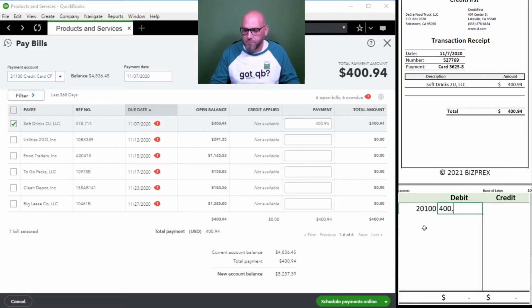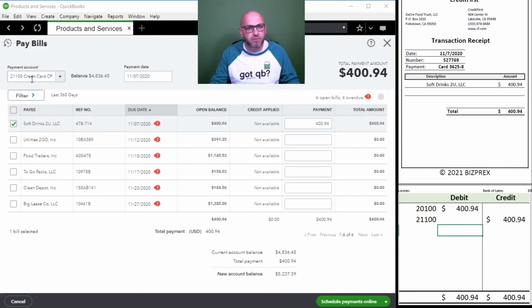So here it is. And what else is happening? We'll incur another liability, and in this case, our credit card. Okay, here it is. Debits and credits are in balance. This amount right here is a credit to account 21,100. This liability is going up, and liabilities go up when credited.